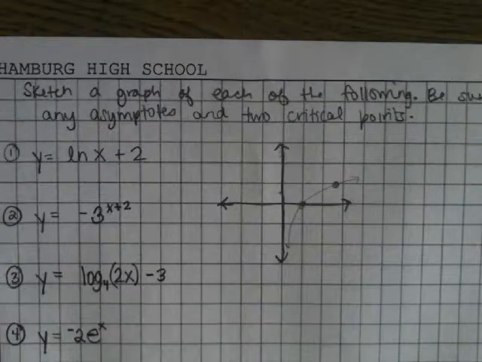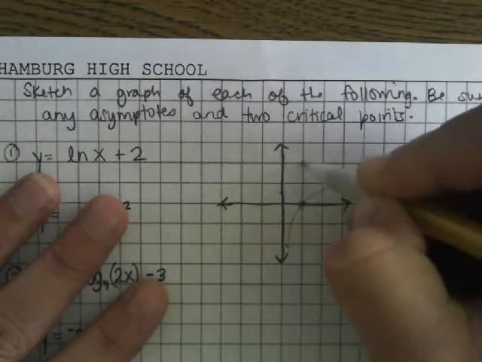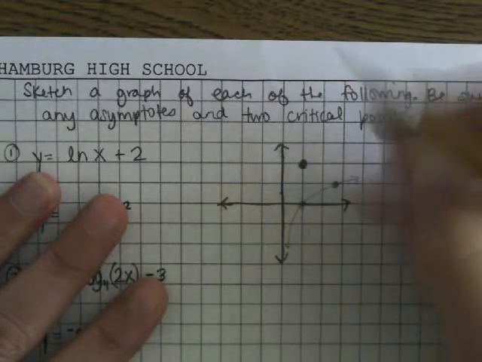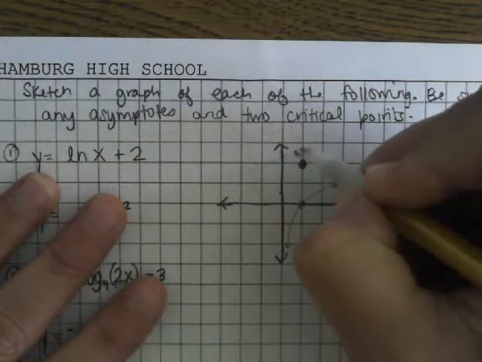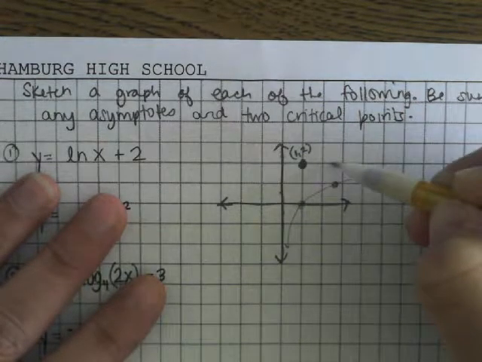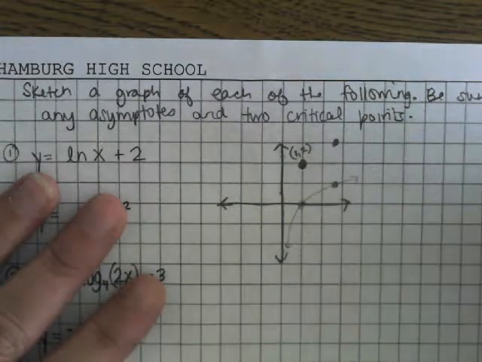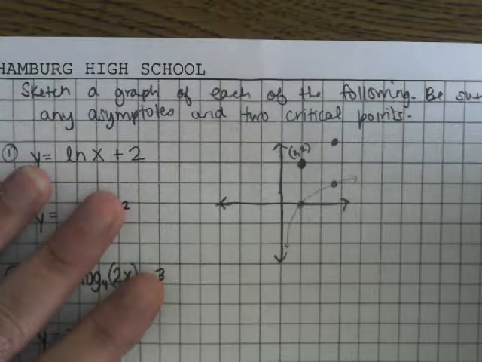And when you add 2 at the end of a function, how does it move it? Up 2 units. So it's a vertical shift up 2 units. So this critical point is going to move up 2 units, and that's going to be at (1, 2). This critical point is going to move up 2 units, so what are the coordinates of that now? What'd you say? (e, 3), good.